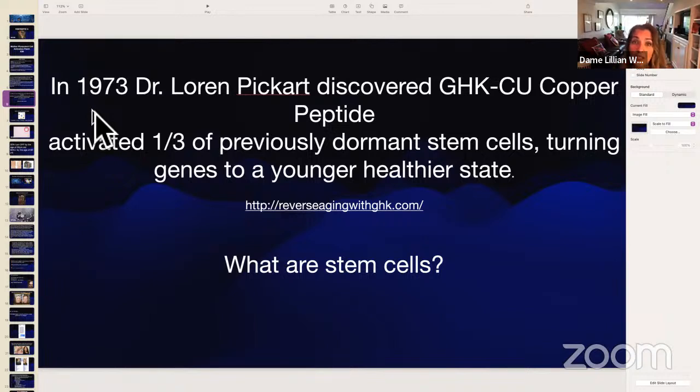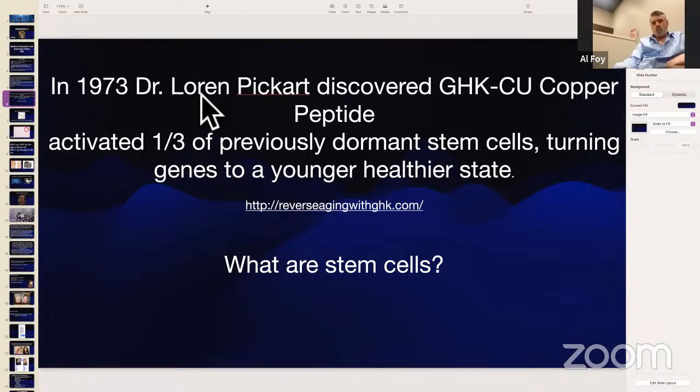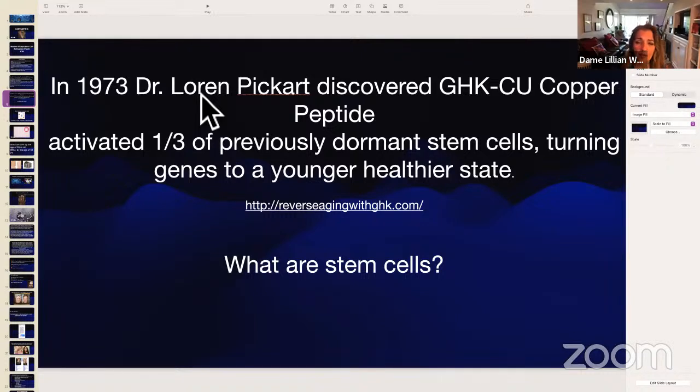And in 1973, he discovered that GHK-Cu copper peptide activated 33%, 1/3 of your previously dormant stem cells, turning genes to a younger, healthier state. It's also good to note that he actually won a Nobel Prize for this discovery because it was groundbreaking. Since 1973, there are over 2,000 studies that you can find at NIH, PubMed, Google Scholar that have replicated this discovery. Over 2,000 studies show that GHK-Cu copper peptide activates 1/3 of your previously dormant stem cells.